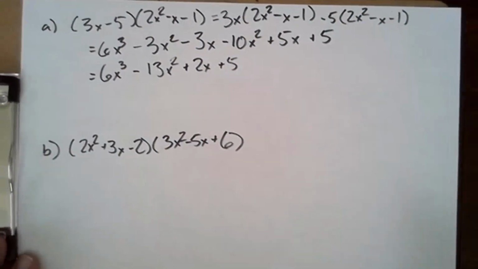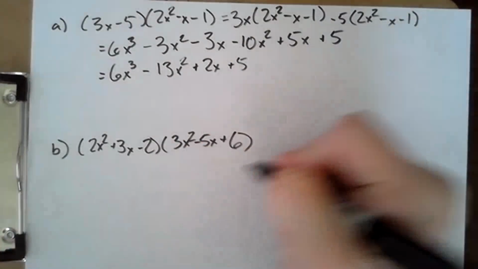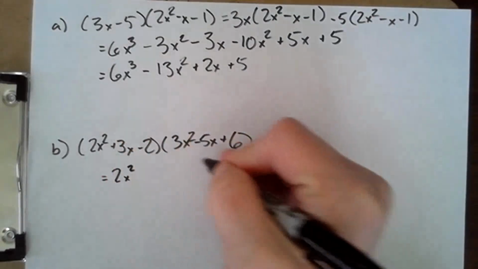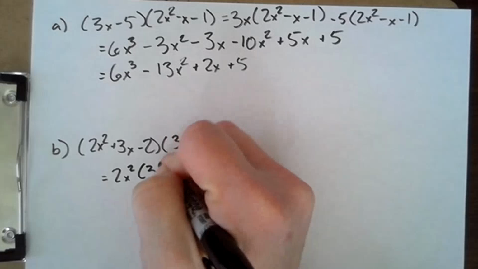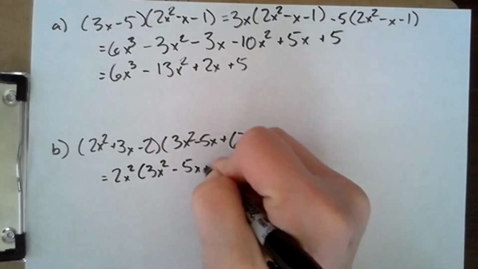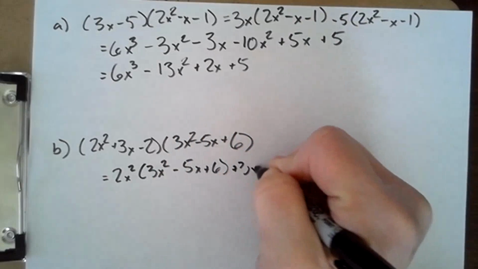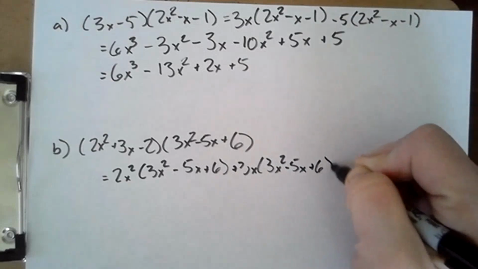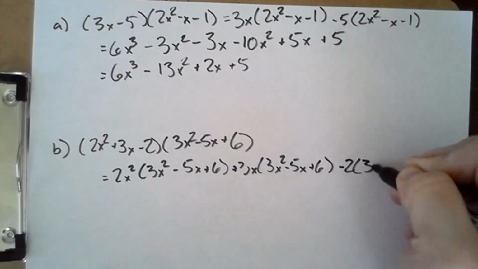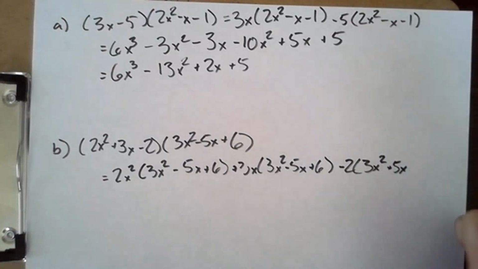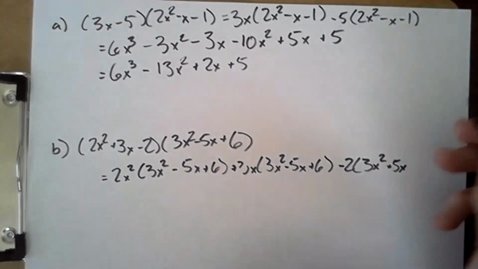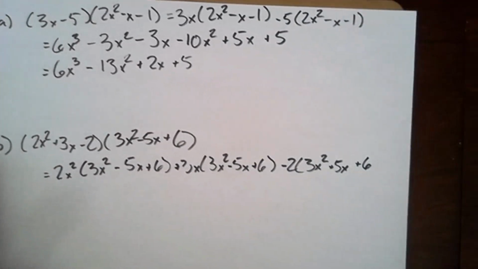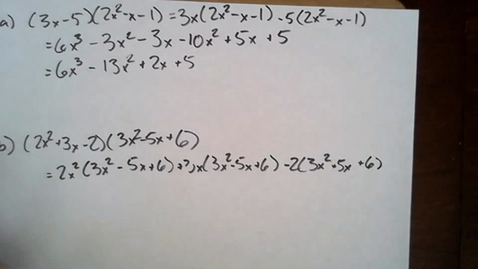We do the same thing down here. Now we've got a trinomial times another trinomial. So that's 2x squared times 3x squared minus 5x plus 6, plus 3x times 3x squared minus 5x plus 6, minus 2 times 3x squared minus 5x plus 6.